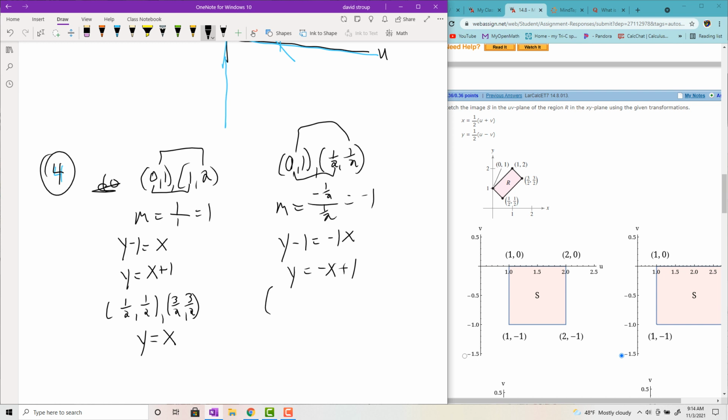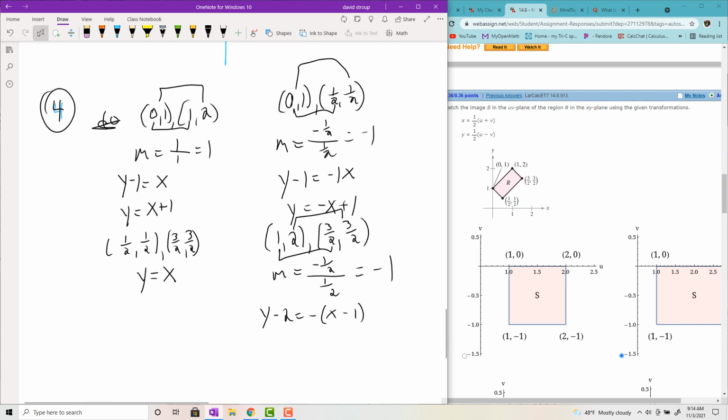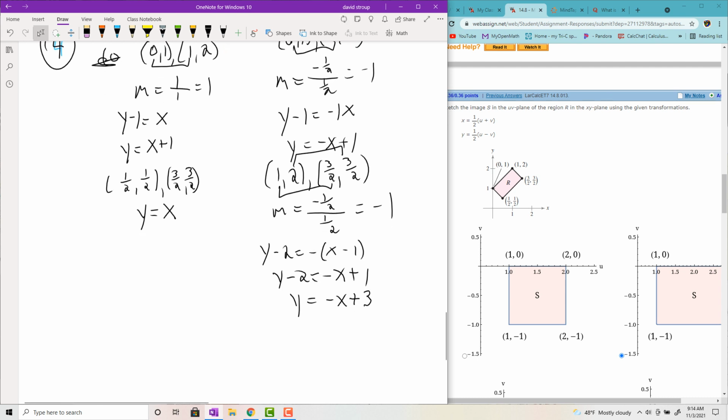Then the other point, we have 1 comma 2 to 3/2 comma 3/2. So the slope would be 3/2 minus 4/2, which is negative 1/2, all over 3/2 minus 2/2, which is 1/2, so a slope of negative 1 again. This time I'm going to go y minus 2 equals negative x minus 1. I'm rewriting that: y minus 2 equals negative x plus 1. Y equals negative x, I guess it's plus 3. Then we can start doing our subs.